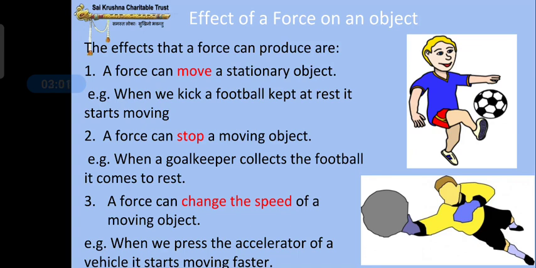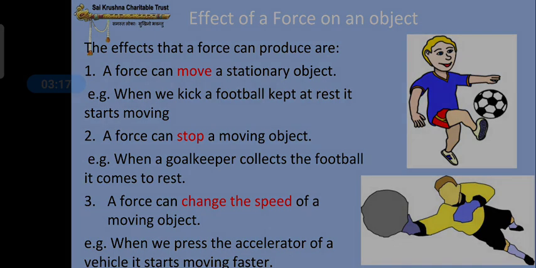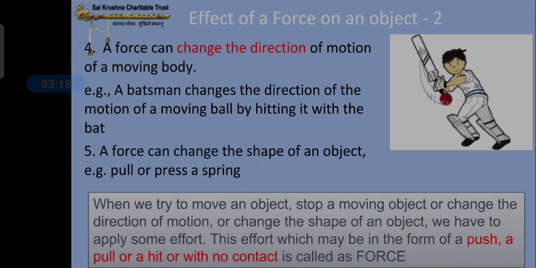So a force can move a stationary object or a force can stop a moving object. The third point is a force can change the speed of a moving object, which means it is already under motion, and you can change the speed, either increase or decrease. When we press the accelerator of a vehicle, it starts moving faster. So these are the 3 effects. And what about the 4th effect?